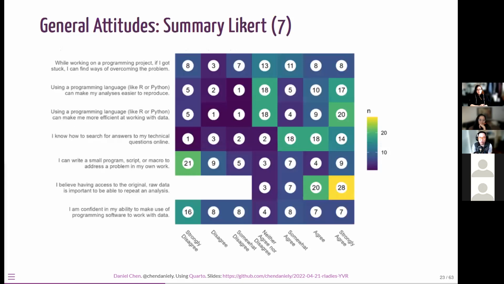If we look at overall how people responded to one of the questions, which was this Likert scale grid, the parts that light up towards the bottom here are for a question that says, I believe having access to original raw data is important to repeat analysis. And a lot of people say, yes, I really agree with that statement. But then if we look at some of the other items, which say I can write small programs or scripts to address my problem at work, or I am confident in my ability to use programming software to work with my data, it's primarily no, they don't think they can do that. And then over here, you see this bimodal distribution where some people are indifferent and some people strongly agree with the statements that using programming languages like R or Python can make it easier to reproduce or work with their data. So there's some general sense of what's going on.